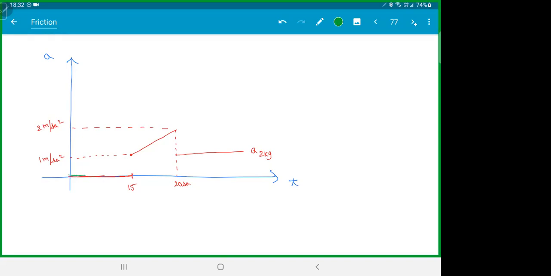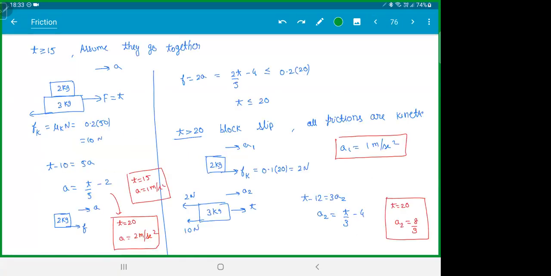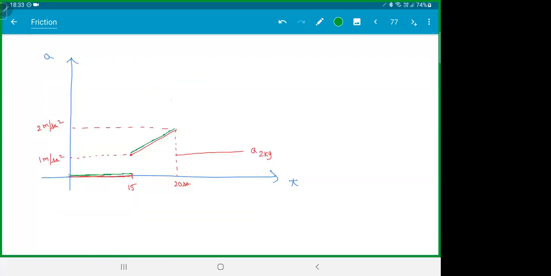The other block, it is 0. It will go together here. And then look at here. At t is equal to 20, the value is 8 by 3. The value will suddenly jump. And then it becomes steeper. This angle is tan inverse 1 by 3. And this angle is tan inverse 1 by 5.